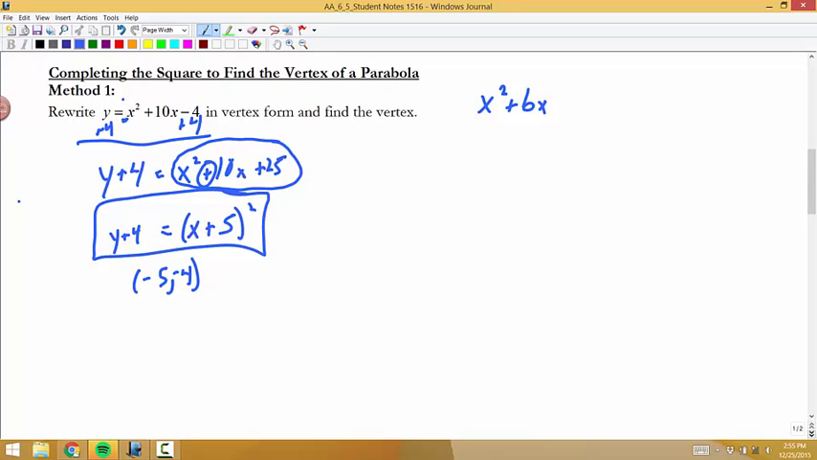Now if we don't have that, we would want to go to method 2, and we can actually use method 2 for any form here. But let's go on and see if we can take a look at method 2 and how we can use this a little bit differently as well.